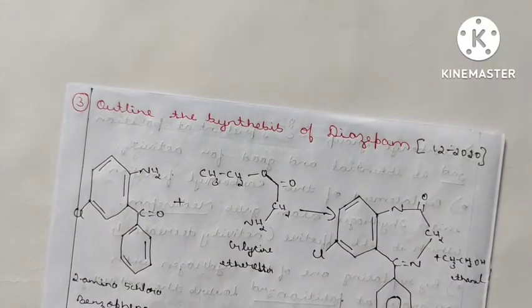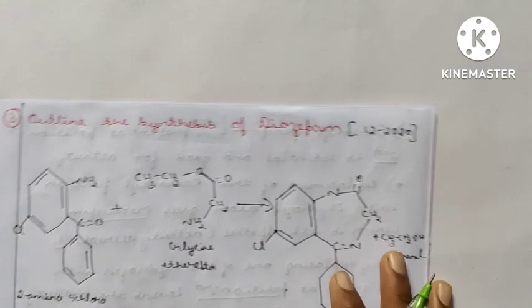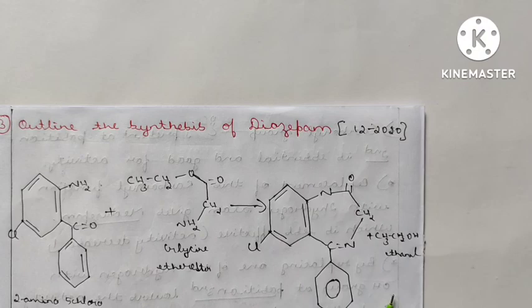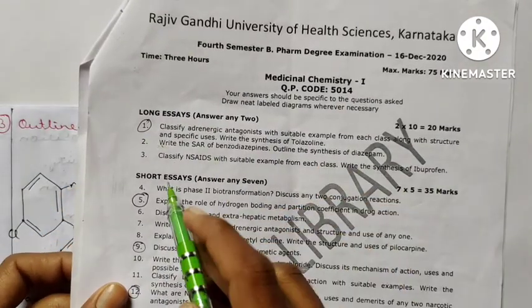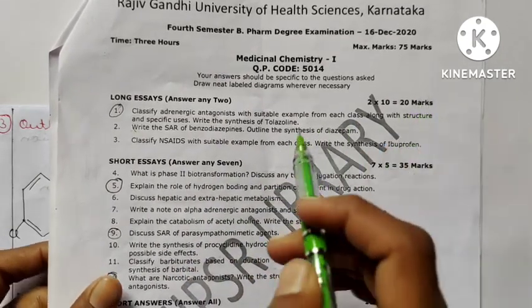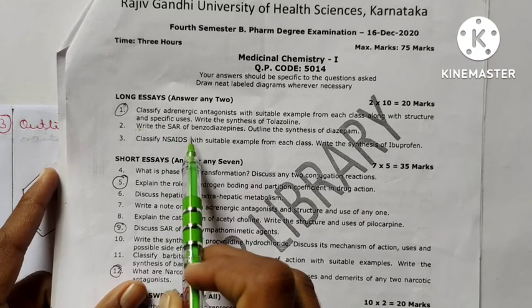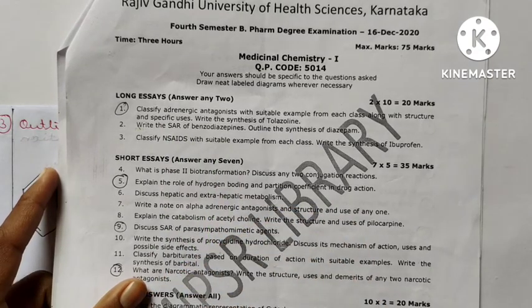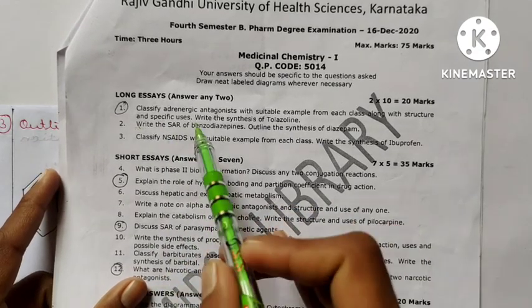Now let's discuss the third question. This question was asked in the year 2020. See, what I want to explain here: write the SAR of benzodiazepines, outline the synthesis of diazepam. Here you have to write the same SAR of benzodiazepines, not what we have discussed now in the previous question, the second question.